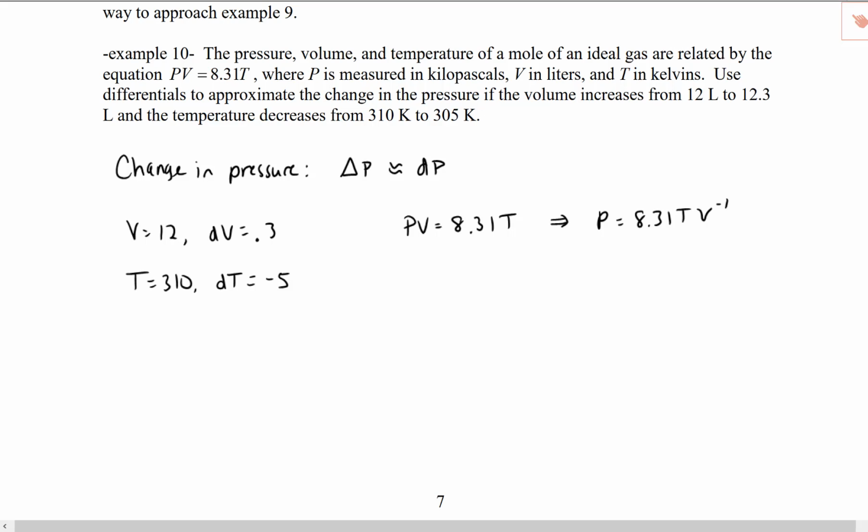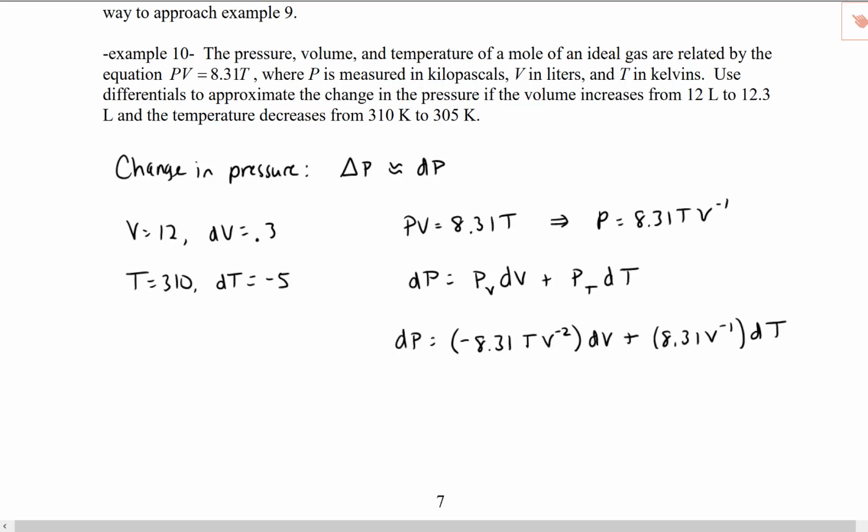Okay, now let's figure out what our dP would be, our differential for pressure. Using the chain rule, the definition of total differential, we have dP equals partial of P with respect to V dV plus partial of P with respect to T dT. Now we'll substitute in what those quantities are, and we've got our equation for dP. Then we can substitute in all the values we have to compute a value for dP. Substituting all those values in, we get that dP is -8.829 kilopascals. Again, that's an approximation to delta P, the actual change in pressure.